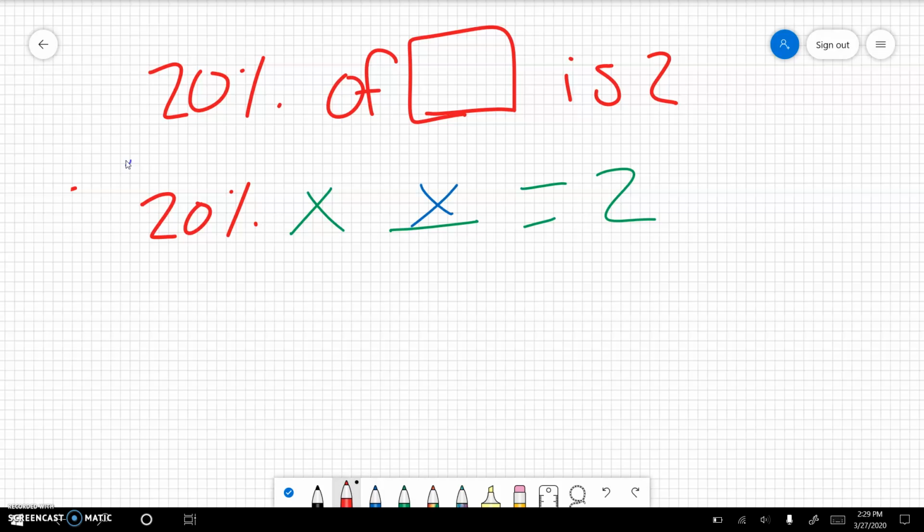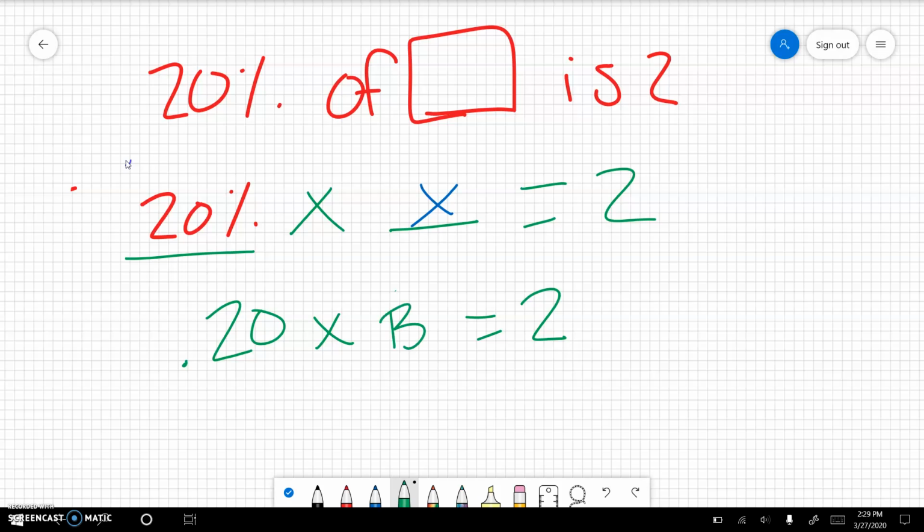The first thing I'm going to do is change my percentage into a decimal. So it'd be 0.20 times X equals 2. You guys, we've solved formulas before. I shouldn't have used X though. I should have used B or something. It doesn't matter what letter you use. It's just easier because now you can see the difference between my times sign and my letter. So 0.20, or 20 hundredths, times B equals 2.